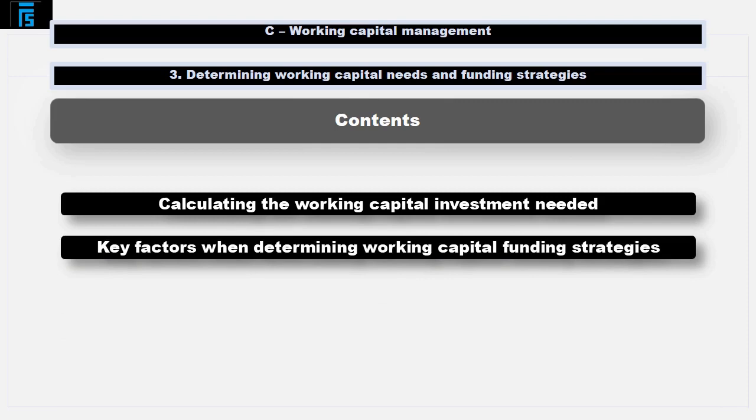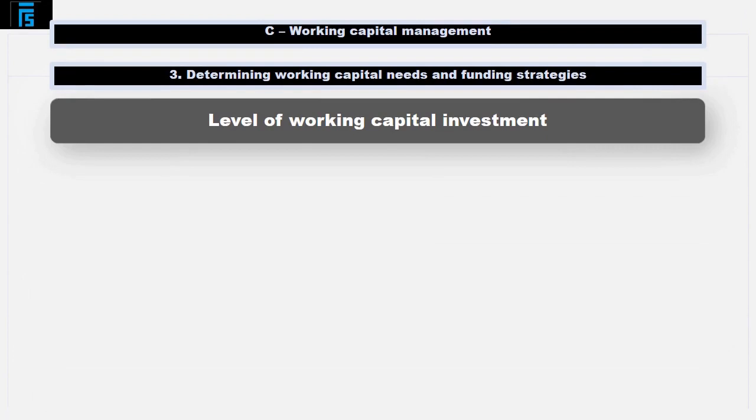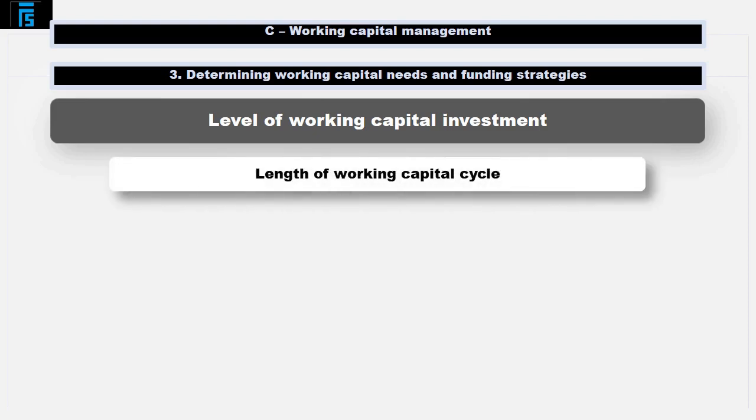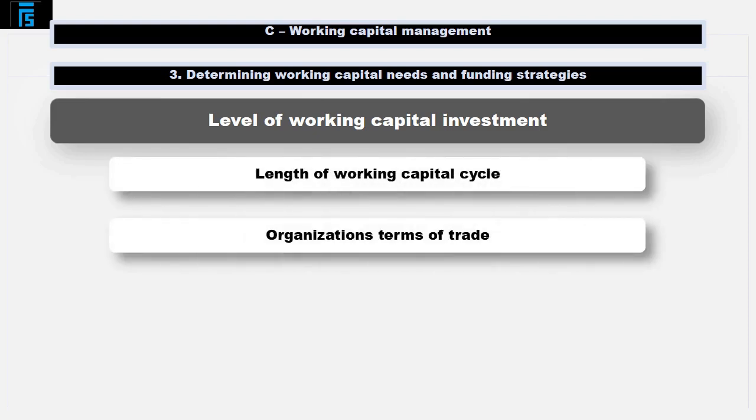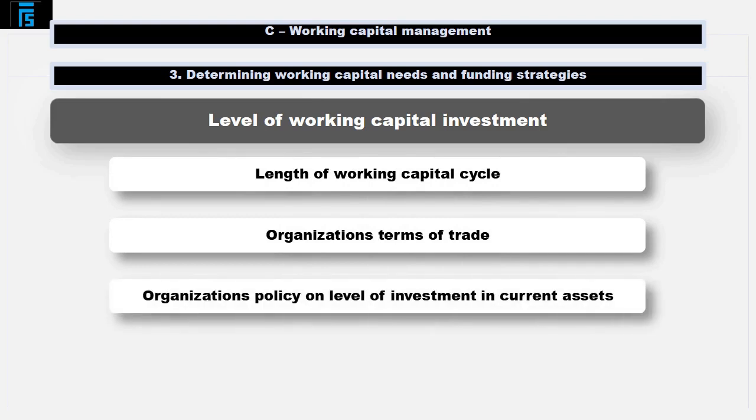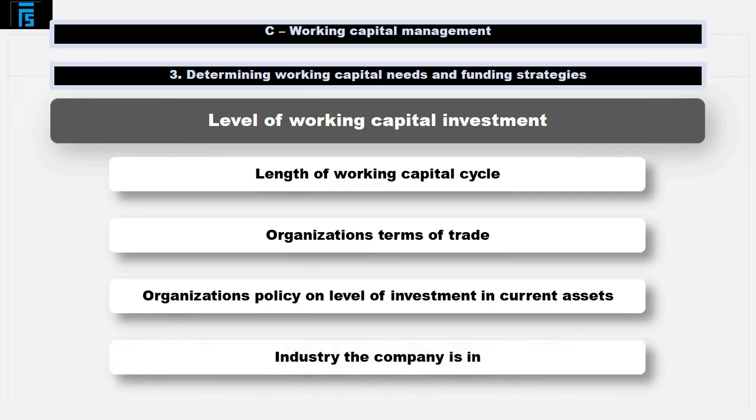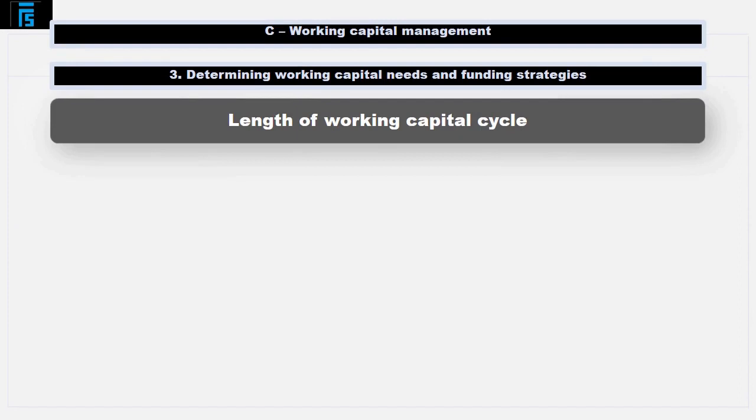Calculating the working capital investment needed in an organization. You already know that working capital is the lifeblood of an organization. But how do you know what level of investment is needed? The level of working capital depends on the following: the length of the working capital cycle, the organization's terms of trade, the organization's policy on the level of investment in current assets, such as inventory, and finally, the industry the company is in.